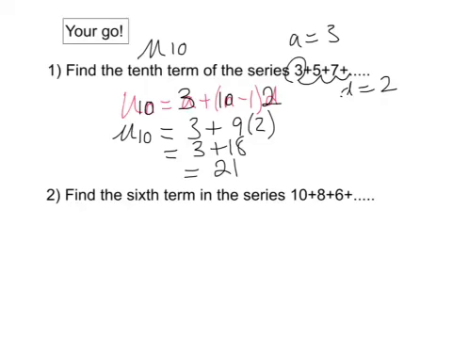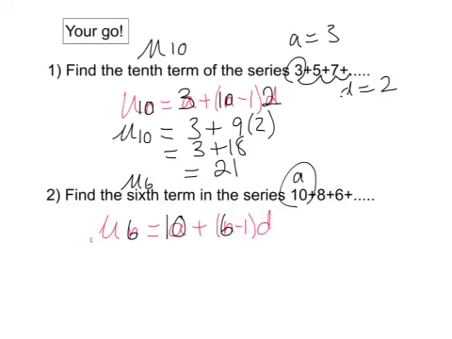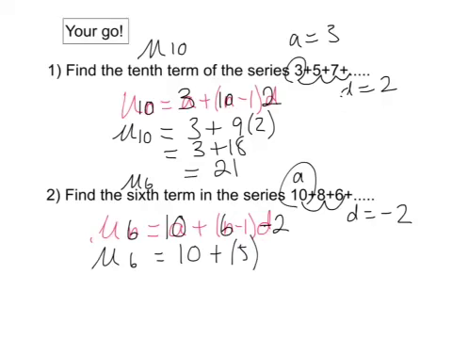Okay, next one, find the 6th term in the series. So, write down what we know. u to the n equals a plus n minus 1 d. The 6th term in the series is u6, so overwrite n as 6. The a is 10, so he can go in as a 10. And the difference this time is minus 2, because they're going down by 2. Okay, so u to the 6 is 10 plus 5 times minus 2. So u to the 6 is 10 minus 2 times 5, which is minus 10. So I reckon that u to the 6 is 0.